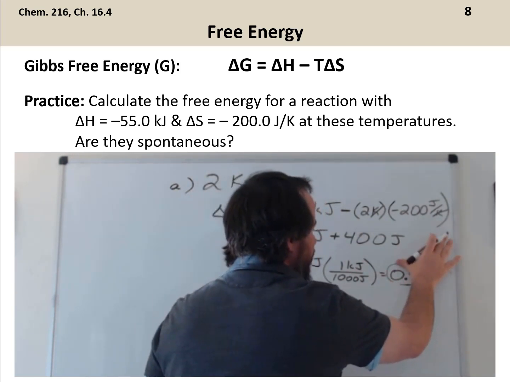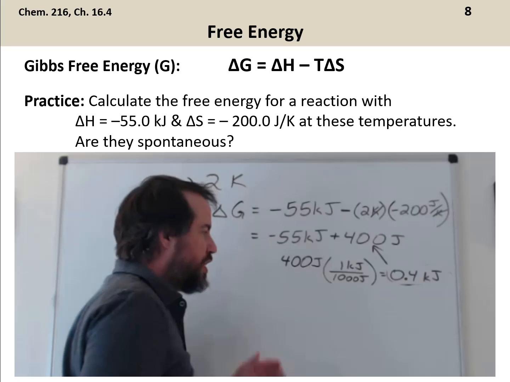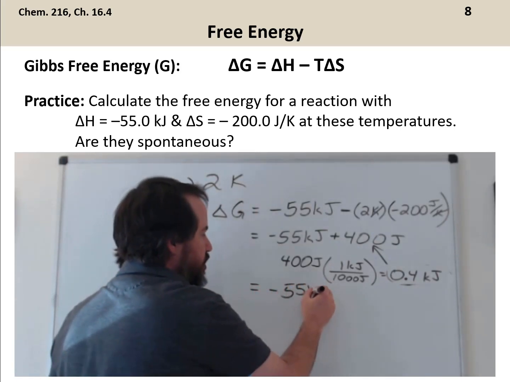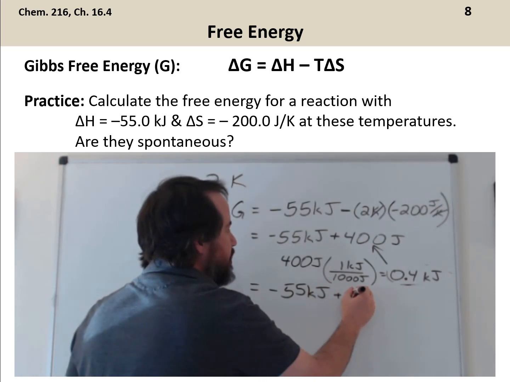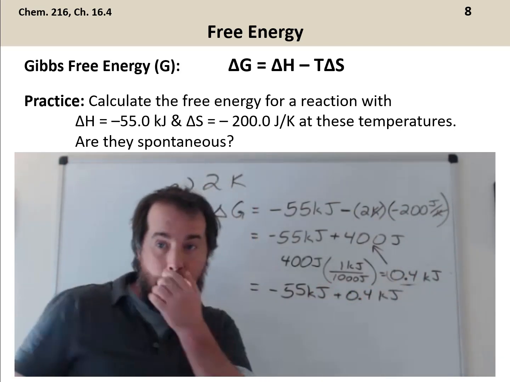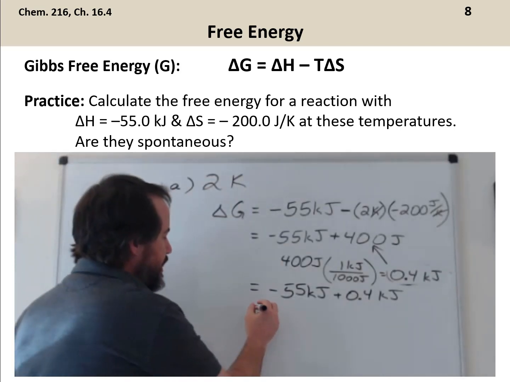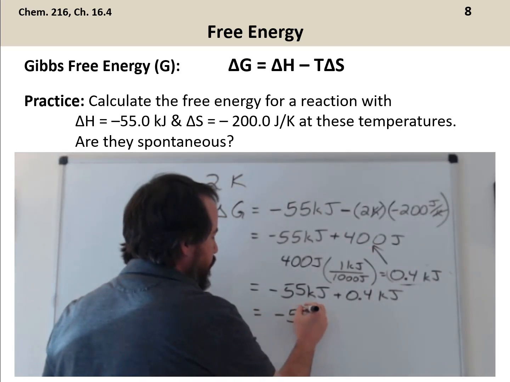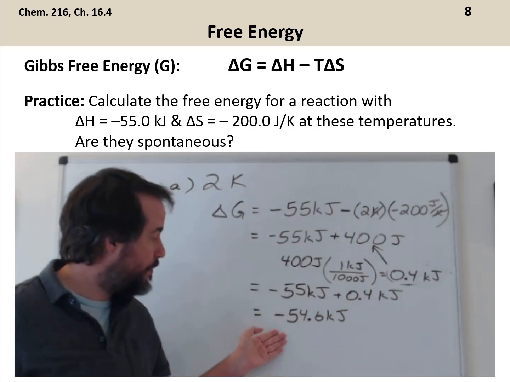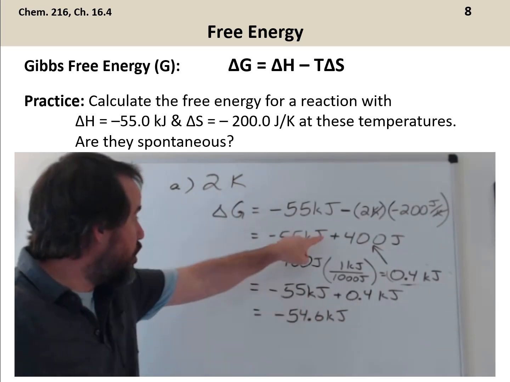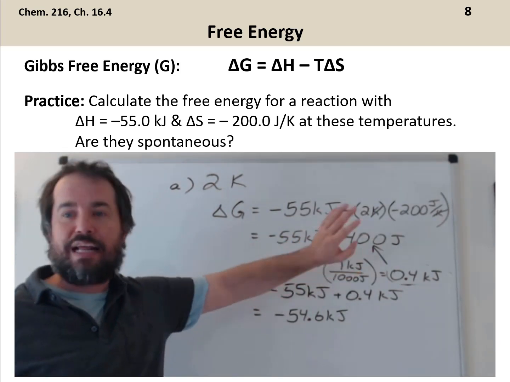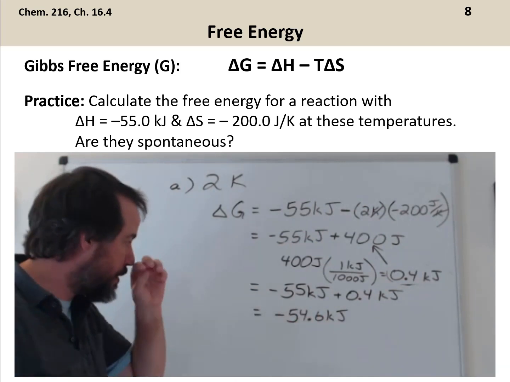Sorry, that's not the final answer. That's just what I'm going to use here. Okay, so I get negative 55 kilojoules plus 0.4 kilojoules. So I do this work, and this ends up giving me negative 54.6 kilojoules. Notice that's different than if I added up just negative 55 and 400, right? I get a totally different answer. So make sure you convert.